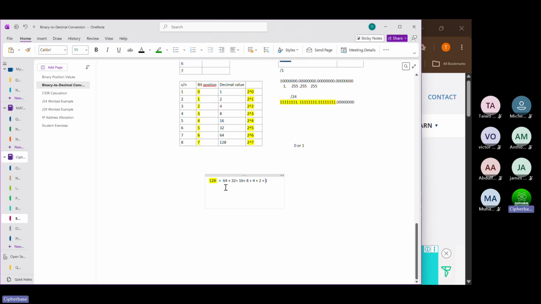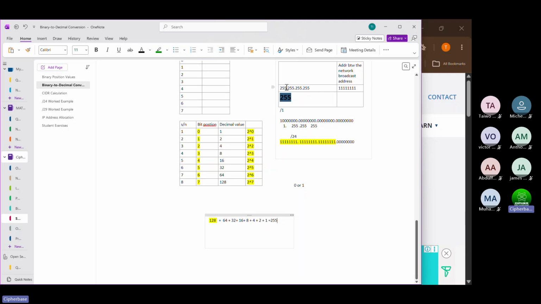So 128 plus 64 plus 32 plus 16 plus 8 plus 4 plus 2 plus 1. That should be 255. So this one that we have been talking about, .255, .255, .255, this is how to convert from this value to this. How we got this, that's what we just did from here. So now, in a nutshell, 1, 2, 3, 4, 5, 6, 7, 8 is equal to 255.